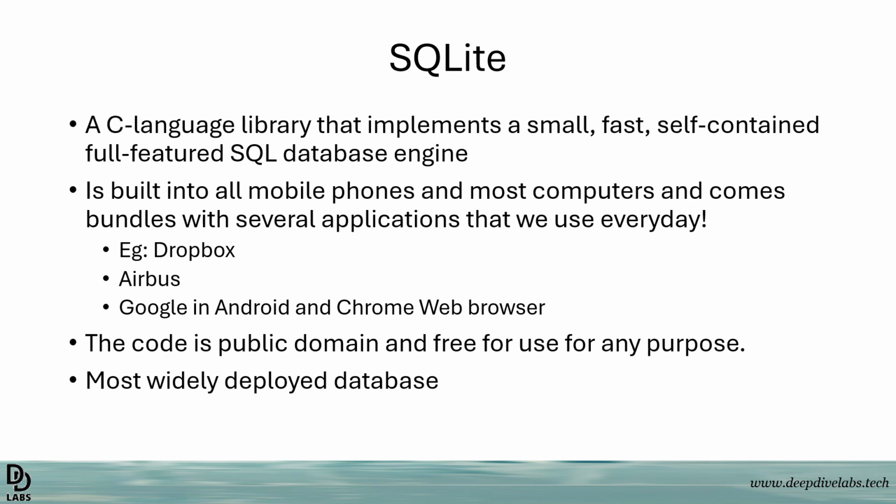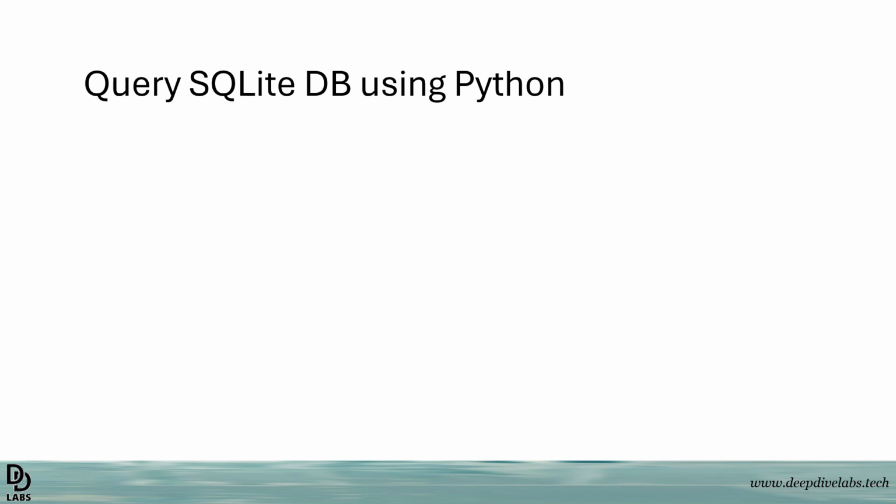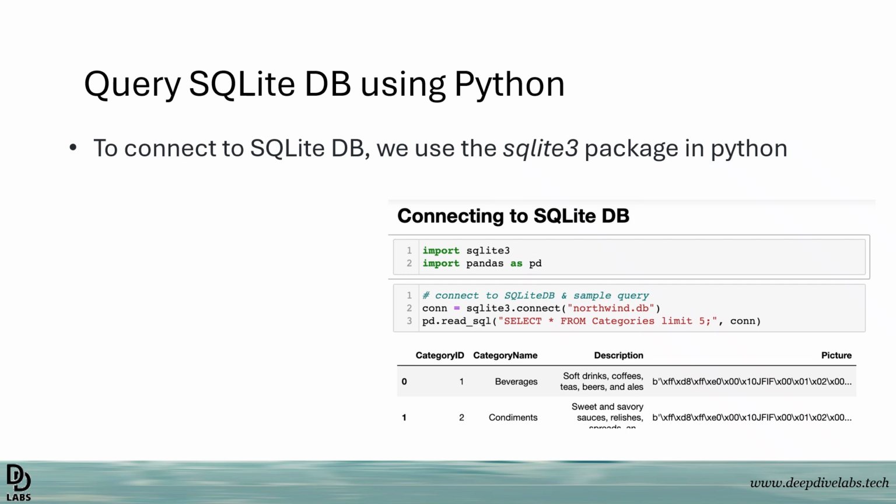So now let's look into how we query a SQLite database using Python via Jupyter Notebook. Let's get started. So we are going to look into querying the SQLite database using Python. Download your starter code Jupyter Notebook and the Northwind.db, which is the SQLite database. In order to connect to the SQLite DB, you need the sqlite3 package. You need to import it as the code shows here. And you have your Northwind.db, which is the database itself.